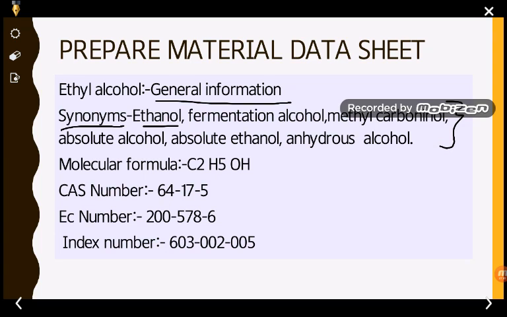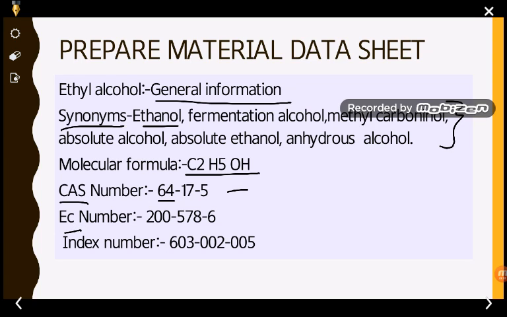Next, coming to the formula, we have already seen that each chemical has a particular formula, and that should be written on the bottle. So the molecular formula is C2H5OH. This is the molecular formula of the given chemical. Next, the CAS number. This is nothing but the registry number, which is normally a 5-digit number. So it is nothing but the registry number.